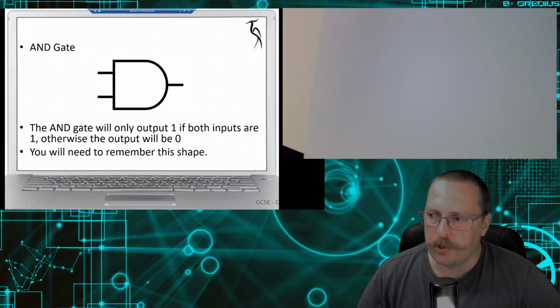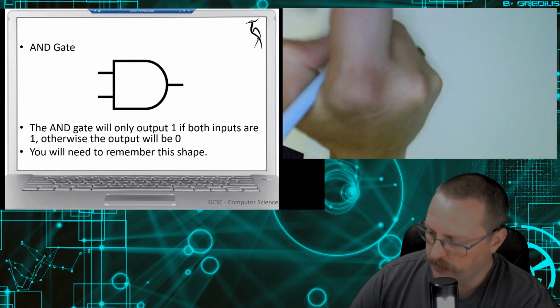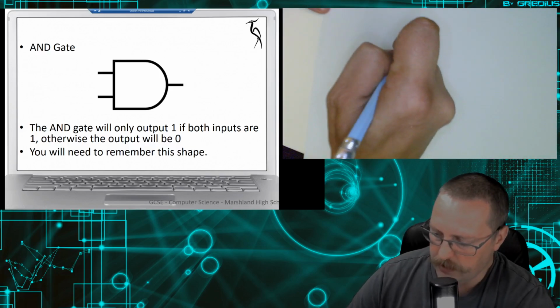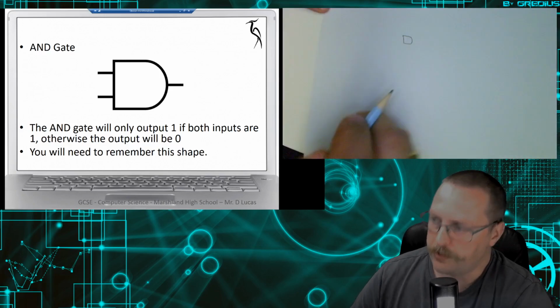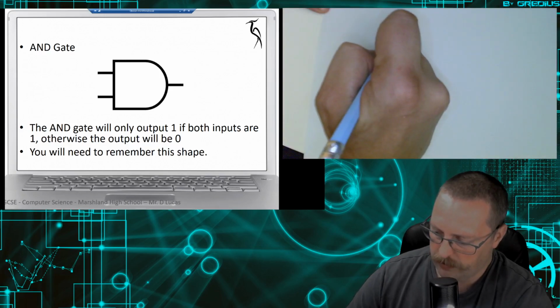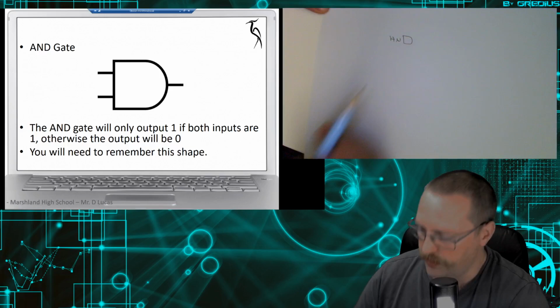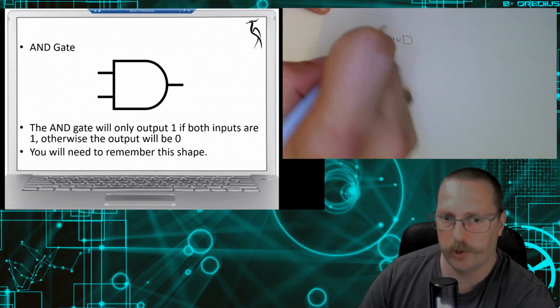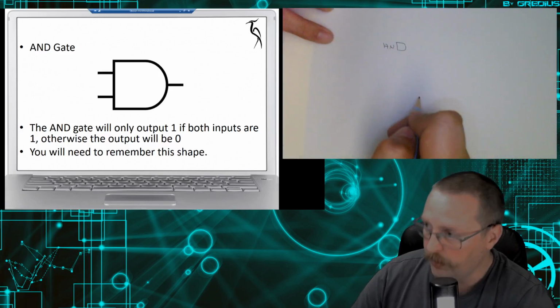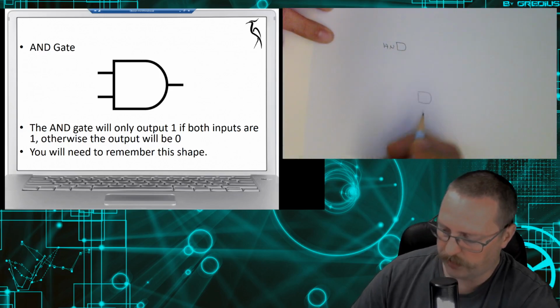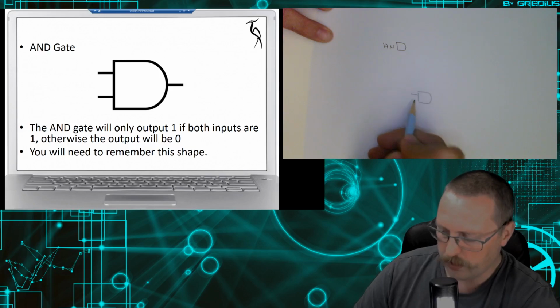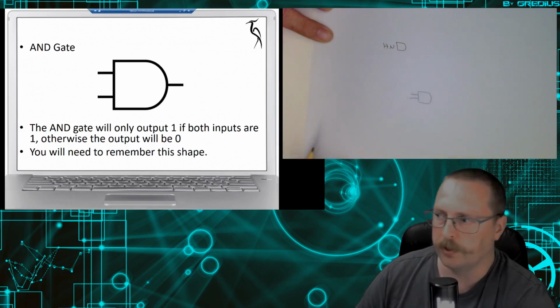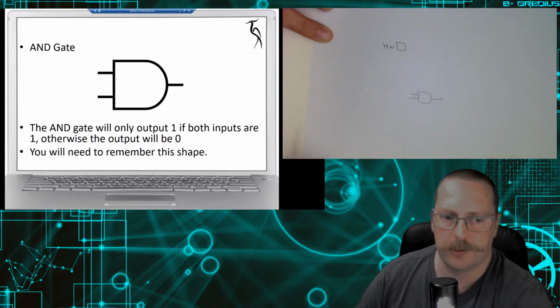So whenever I draw an AND gate, I draw it like the letter D. And I remember that when you write AND, you've got the D in it. So that's how I remember what the AND gate looks like. So again, the D shape looks like this. Now we can see here that we have 2 different inputs and 1 output.